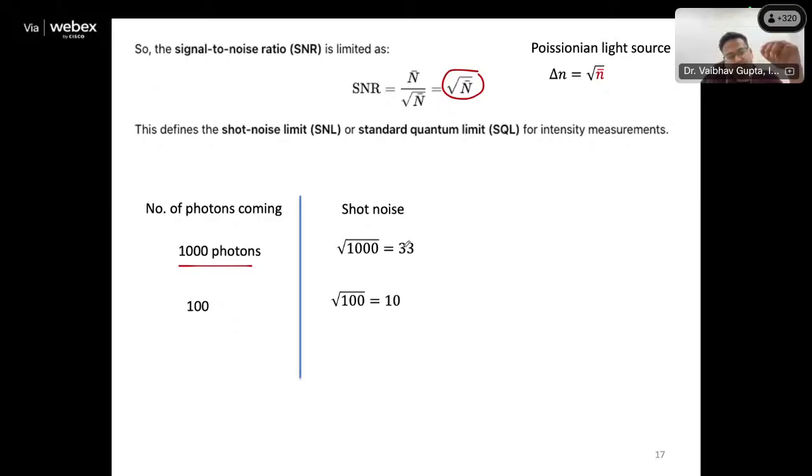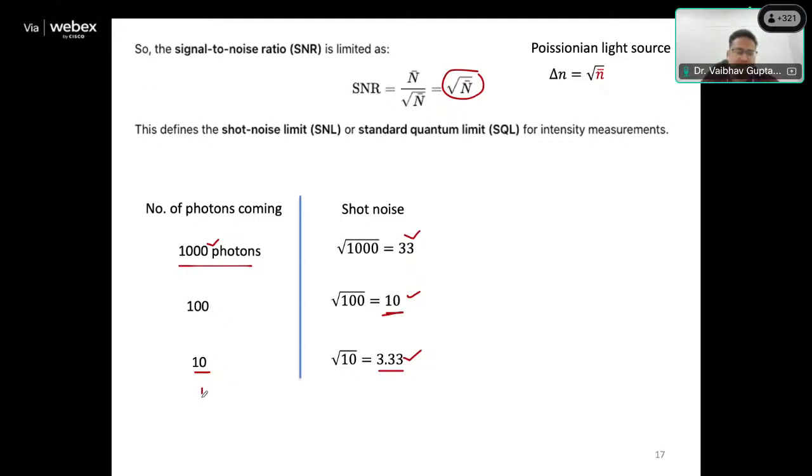Now let's try to reduce the power, or play with smaller intensities. Suppose you have only 100 photons, then the shot noise will be 10, the square root of 100. Now suppose you have only 10 photons, then the shot noise will be 3.33. Compared to 1000, 33 is nothing, right? But compared to 100, 10 is a bigger number in terms of percentage. Here it is roughly 33%, here maybe only 10%, so suddenly 33% of your signal is noise.